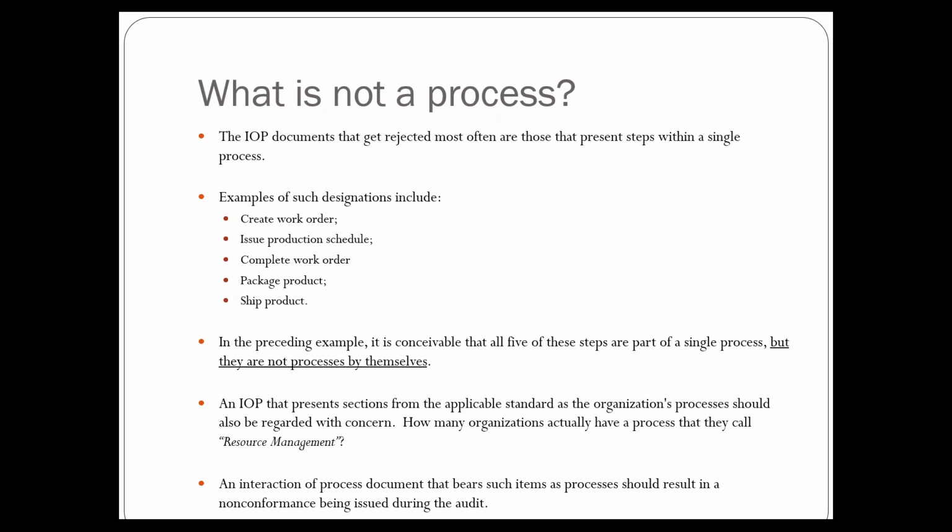And we see this pretty commonly, such as resource management listed as a process on a client's IOP, because that verbiage can be found within the standard. Same with monitoring and measurement being listed as a process. An IOP document that bears such items as processes would result in a nonconformance during the audit based on this guidance that we have provided to our auditors to help clients work towards effectively meeting the IOP requirements in the standard.